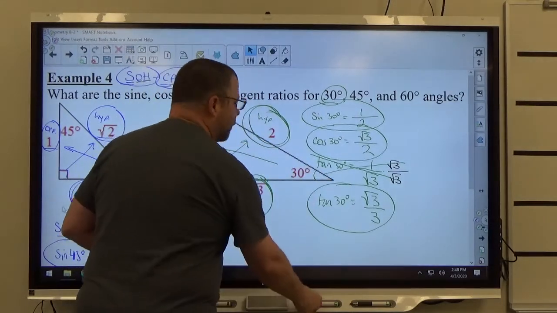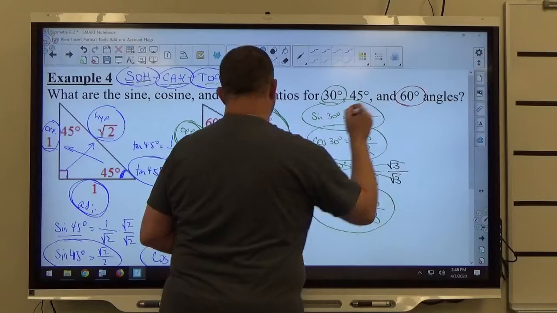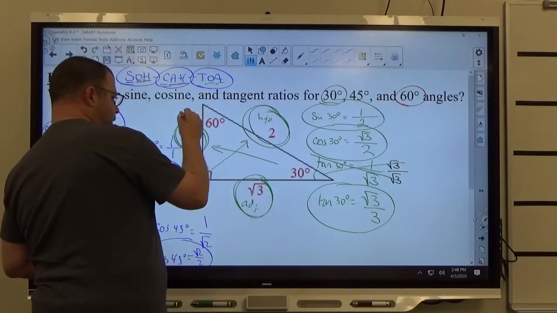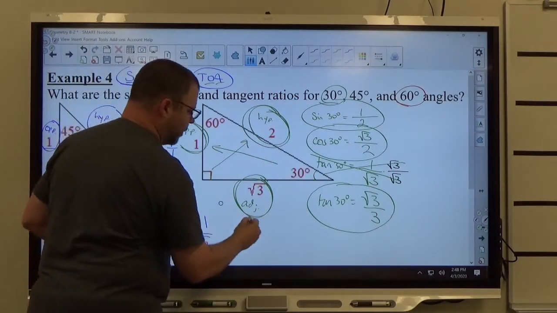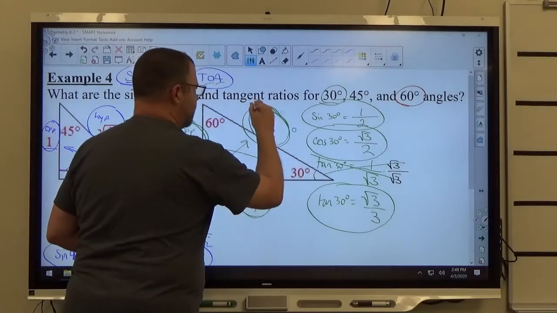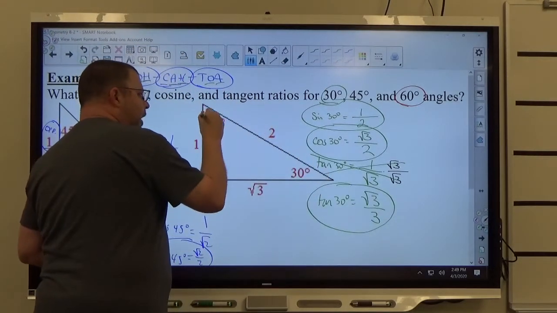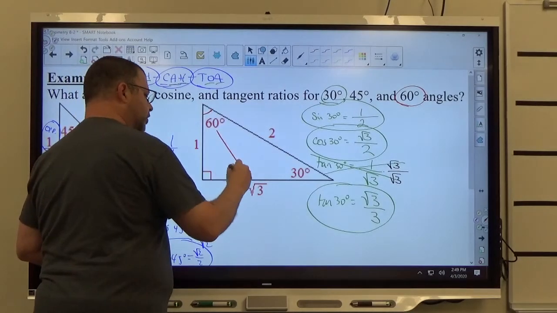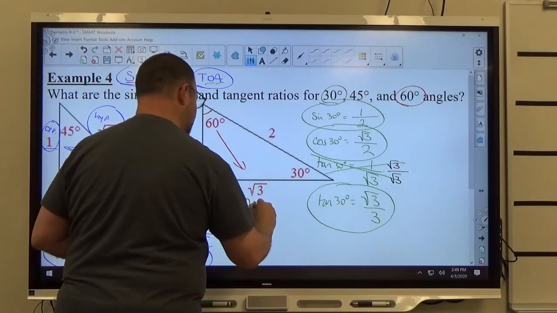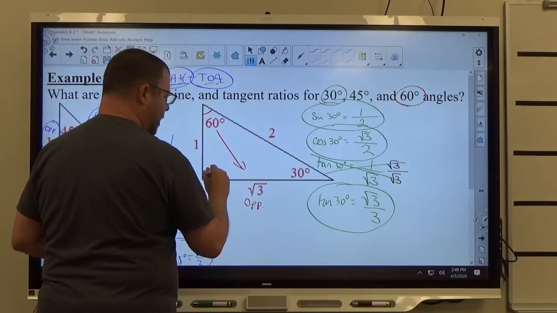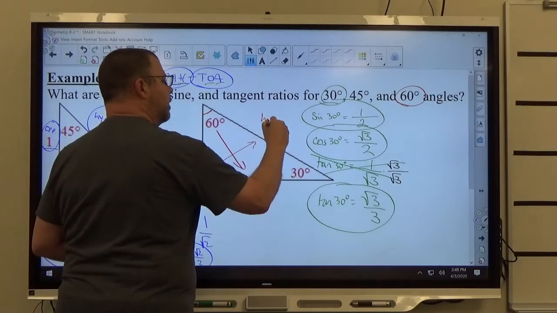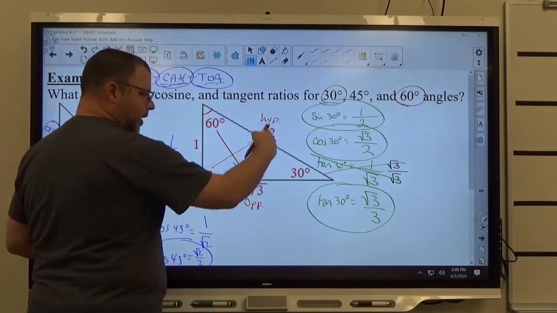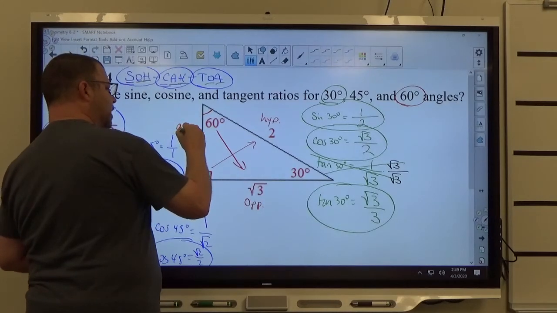And finally, if we're dealing with a 60-degree angle, I'm going to erase all the green here because I'm going to have to use the same triangle. Now the acute angle I care about is the 60-degree angle, so I'm going to go across the triangle to find my opposite. I'm going to go across from the right angle to get my hypotenuse. And that means these two are identified, so the third side must be this side, the adjacent.